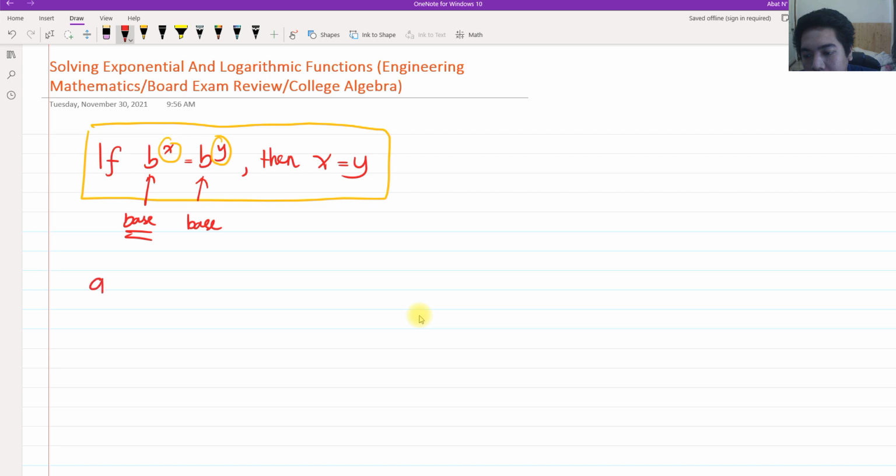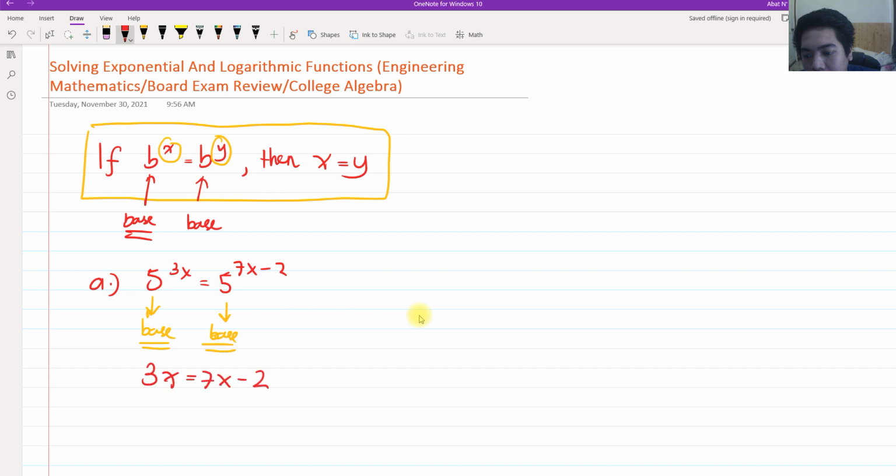So let's have an example here. We have 5 raised to 3x equals 5 raised to 7x minus 2. Now notice they have the same base, which is 5. So technically, we can apply the property such that we have 3x equals 7x minus 2.